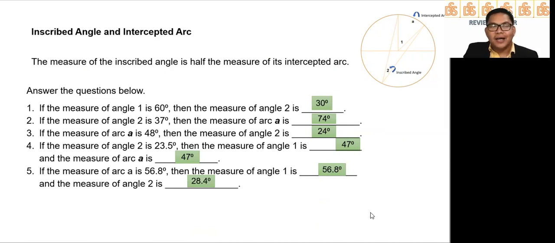So you learned two things today: the measurement of the central angle and the intercepted arc, and the inscribed angle in relation to its intercepted arc.